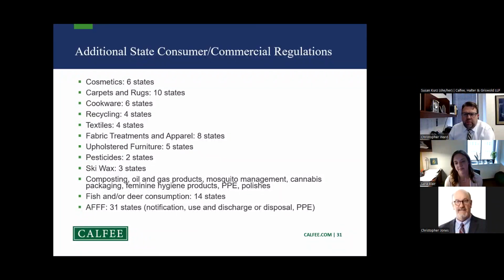supplies from government agencies. There are also some states with notification or reporting requirements. When the continued use of AFFF is allowed, some states require businesses report specific details regarding their discharge. And lastly, there are some states that limit the use of AFFF with regard to personal protective equipment for firefighters. Note that Ohio currently has no legal limits or regulations for PFAS in consumer products or commercial production.